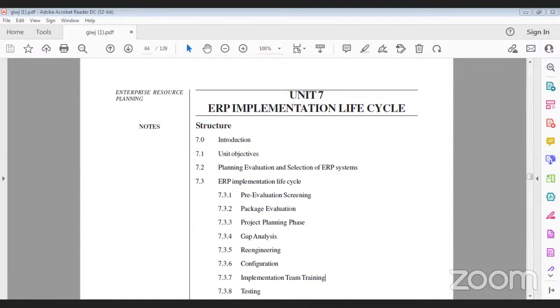Then next is re-engineering. These stages include human variables. The next stage is the fifth one, configuration. Seventh is implementation of team training, then testing, then going live and end user training. Next is post implementation, the analyzing of the fundamental stage when the case execution is analyzed.